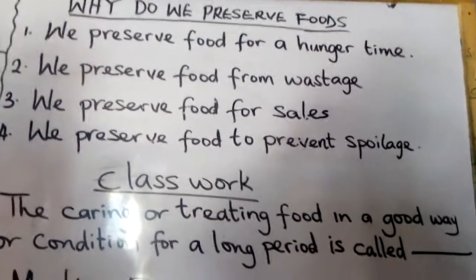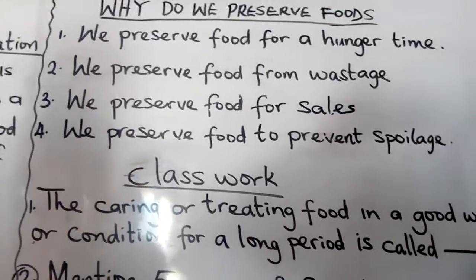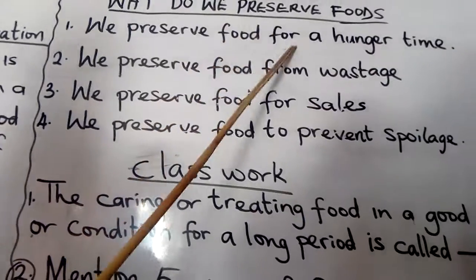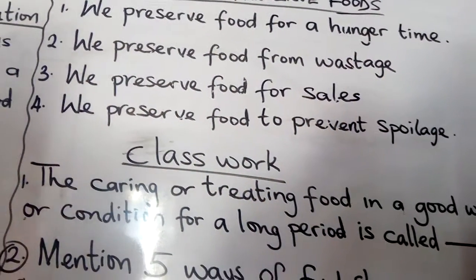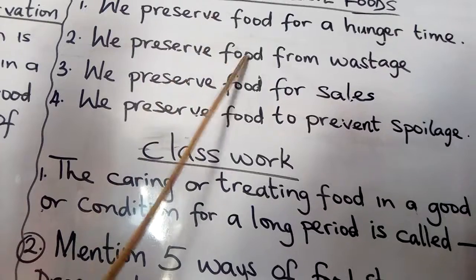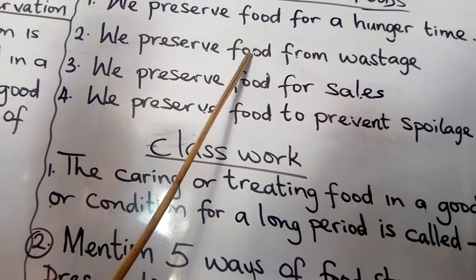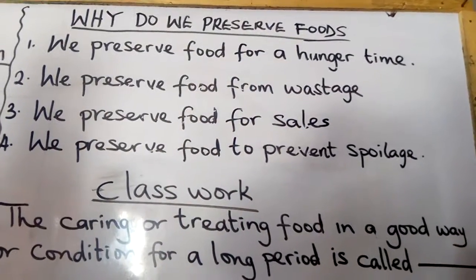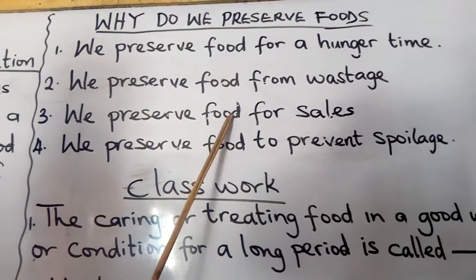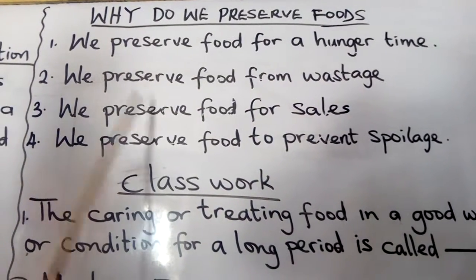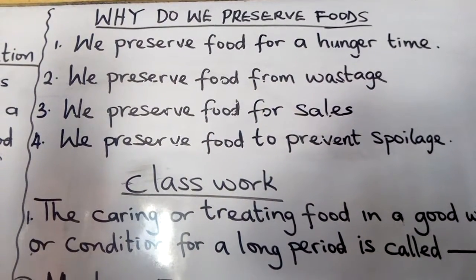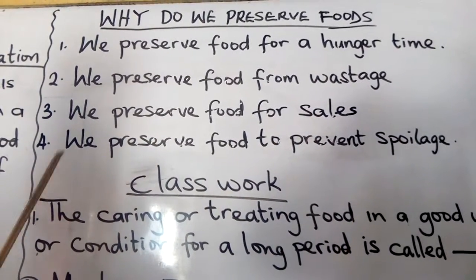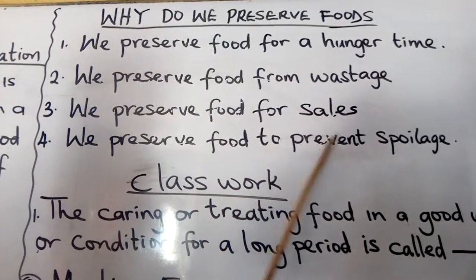So I will ask you now, why do we preserve food? Can you tell me why we preserve our foods? Yes, 1, we preserve our food for a hunger time. 2, we preserve food from wastage. 3, we preserve food for sales. 4, we preserve food to prevent spoilage.